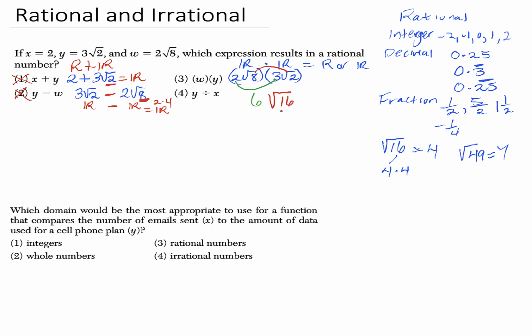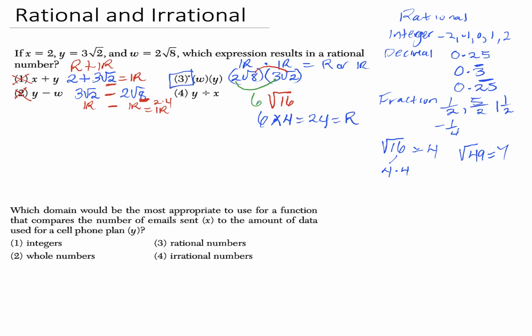Can you take the square root of 16? Yeah, I just did it for you a few minutes ago. That would give you 4. Now, these two are multiplying each other. Let me put a big old multiplication sign. When you see 6 square root 16, it means 6 multiplying by the square root of 16. We realize that square root of 16 is 4. 6 times 4 is 24. 24 is a good old integer, so your answer is rational.